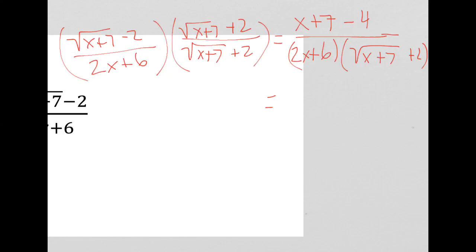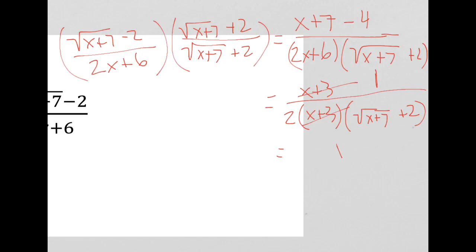Now let's simplify this further. x plus 7 minus 4 in the numerator gives me an x plus 3. And in my denominator, notice 2x plus 6 can be factored as 2 times x plus 3. Oh, and now I still have my square root of x plus 7 plus 2. But the x plus 3 cancel out, and I'm left with 1 over 2 times the square root of x plus 7 plus 2, and I'm gonna do that real quick. And whoa, that's ugly. Let's fix that. Still ugly. That's a 2 right there.